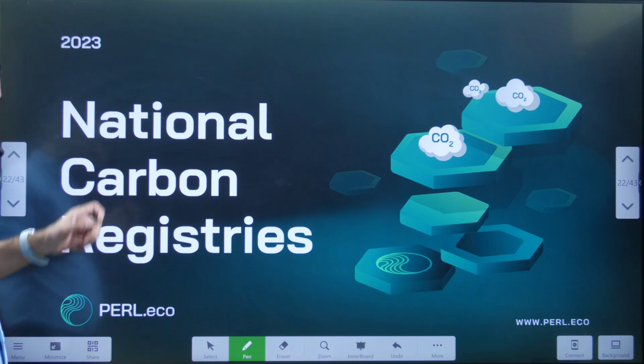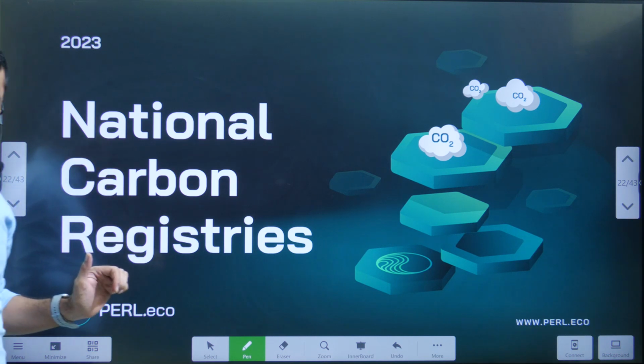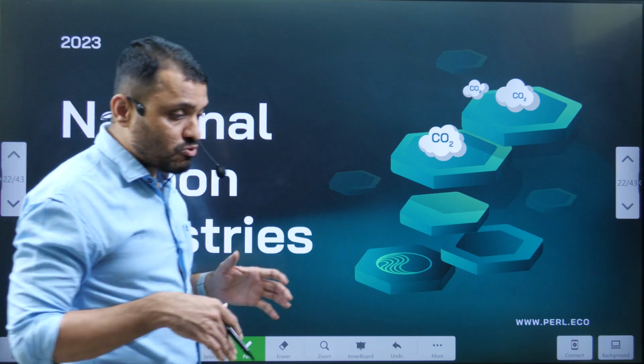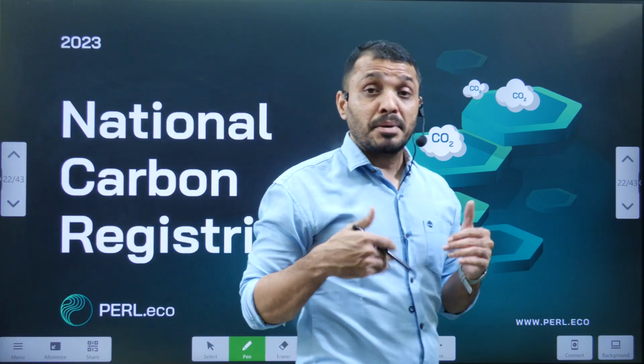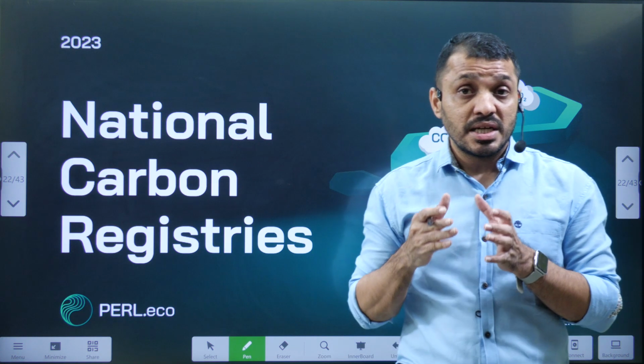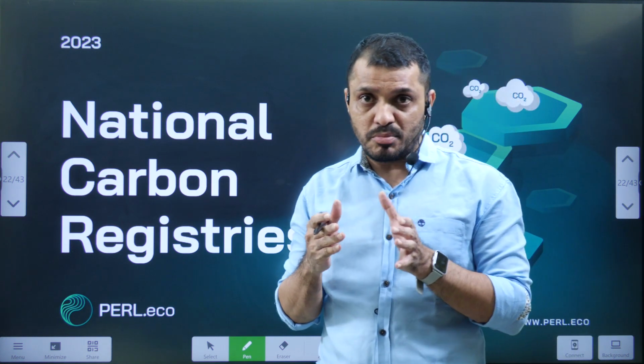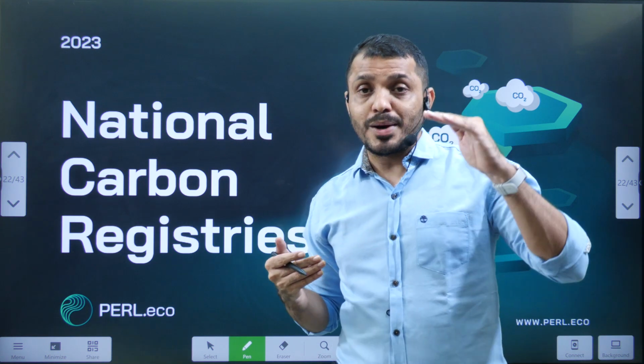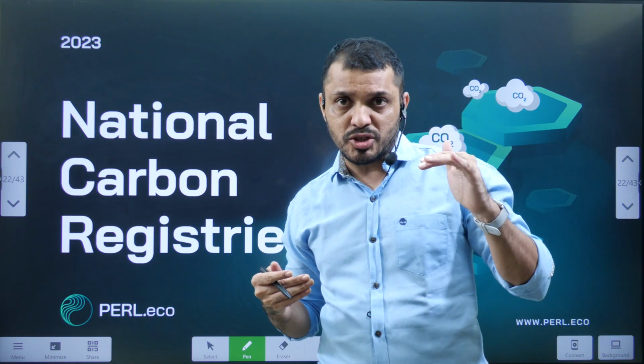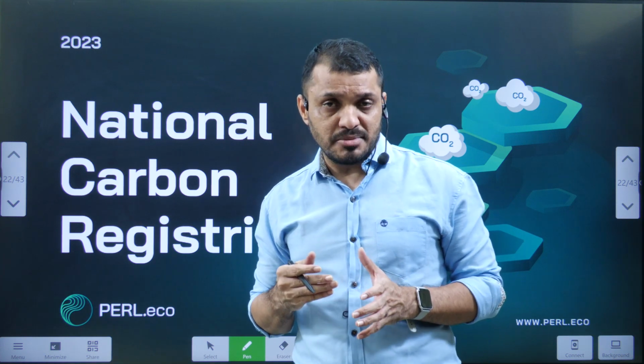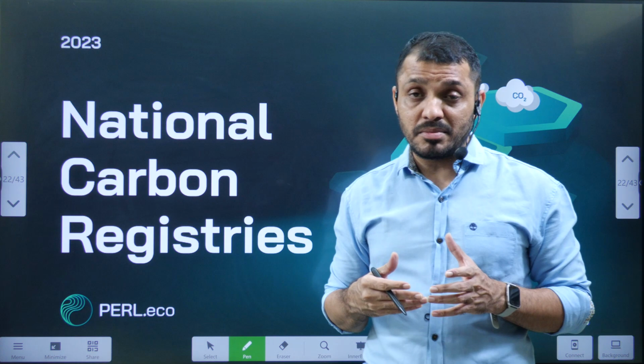Next topic is the fifth one, National Carbon Register. You know students, in COP21, every country pledged that they are going to follow the intended nationally determined contributions. Okay, what does it mean? It means every country wants to keep a limit on carbon emissions so that they can easily reduce the greenhouse gas emissions. So how to track these carbon emissions?